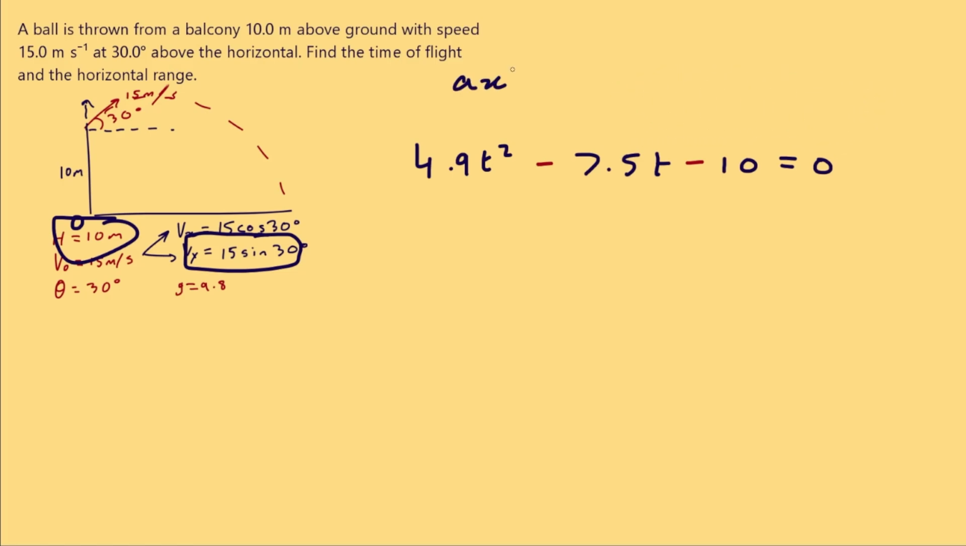So comparing this to the standard quadratic form, this is A, this is B, and that is C. It's a quadratic of t. So our quadratic formula will look like this.